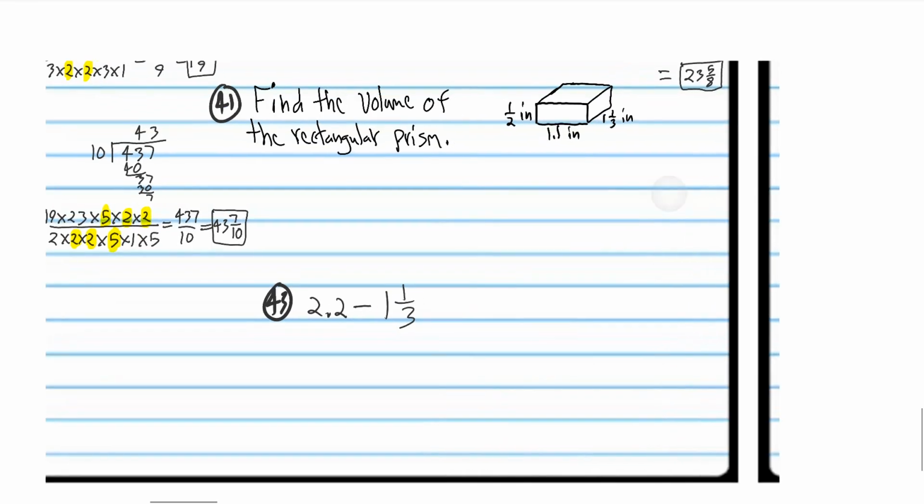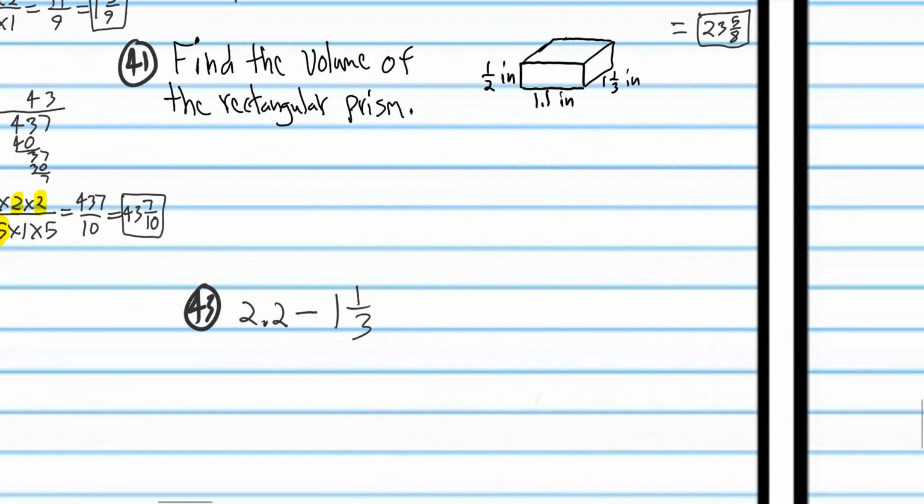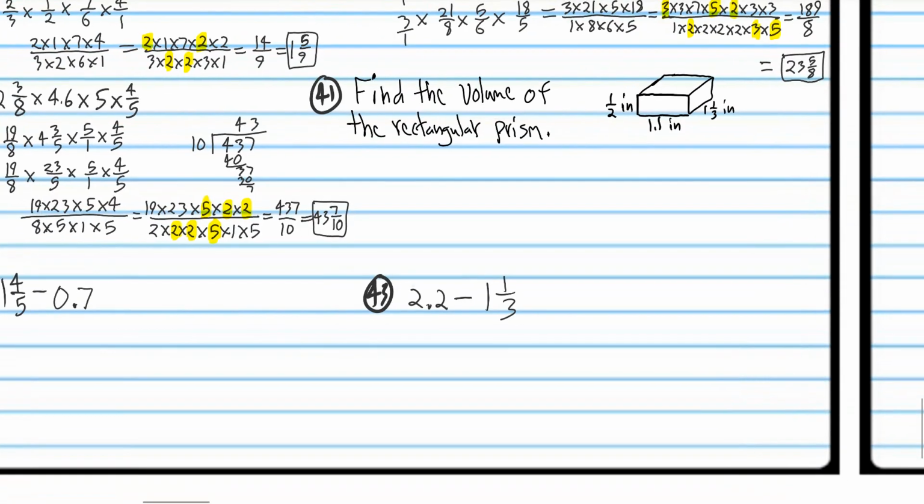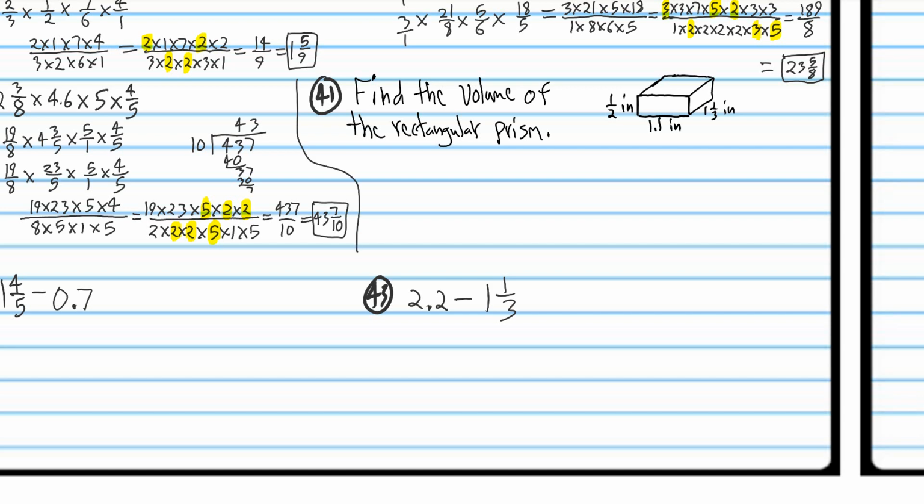So if you got 43 7/10, or 43.7, good job. So now let's do 41. Now before you do 41, I want to remind you, let's put a divider here.